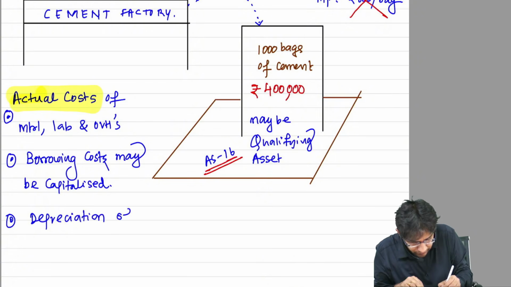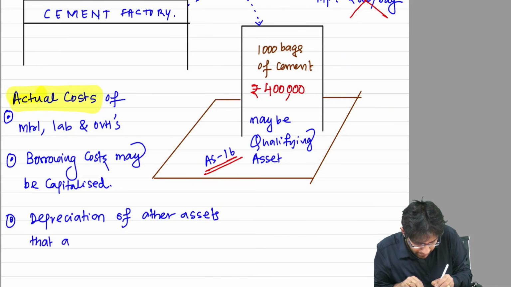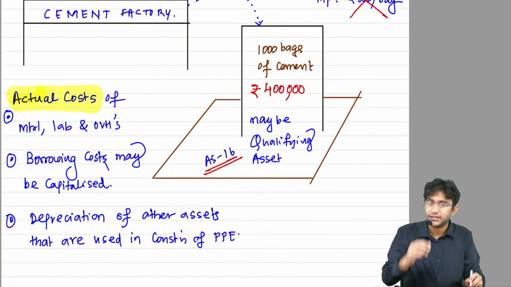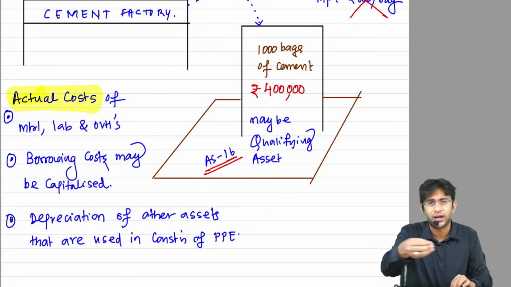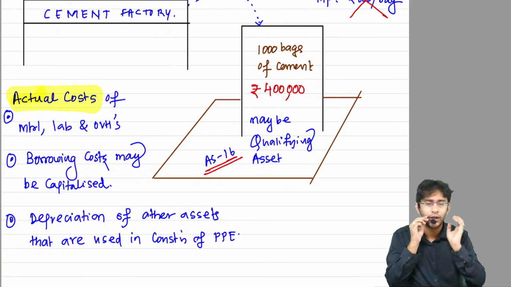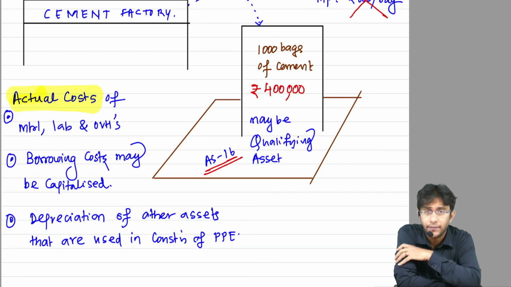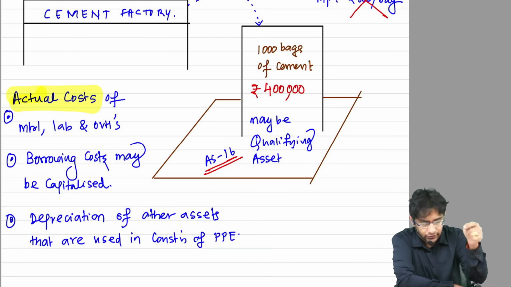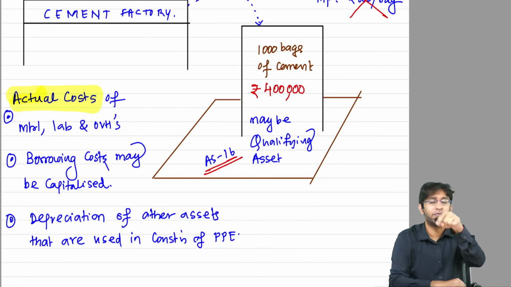depreciation of other assets that are used in construction of PP. So for example, throughout the current year I am constructing this building, sir. Okay. Now for construction of this building, I needed a crane. I already have a crane. So I used that crane for the purpose of this building construction for a period of 6 months.